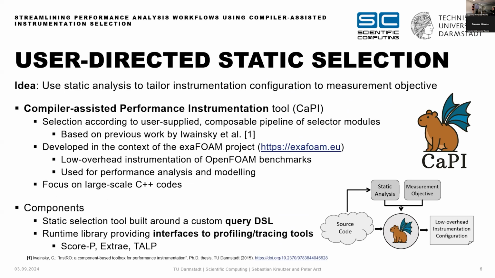One of the tools that we have developed to help in this instrumentation selection issue is called CAPI, short for Compiler Assisted Performance Instrumentation. The idea here is basically to use static analysis to tailor the instrumentation to your measurement objective. So if you already know, for example, you want to focus on I/O, or you're only interested in MPI communication, then you can use this tool to get a tailored configuration for this purpose.